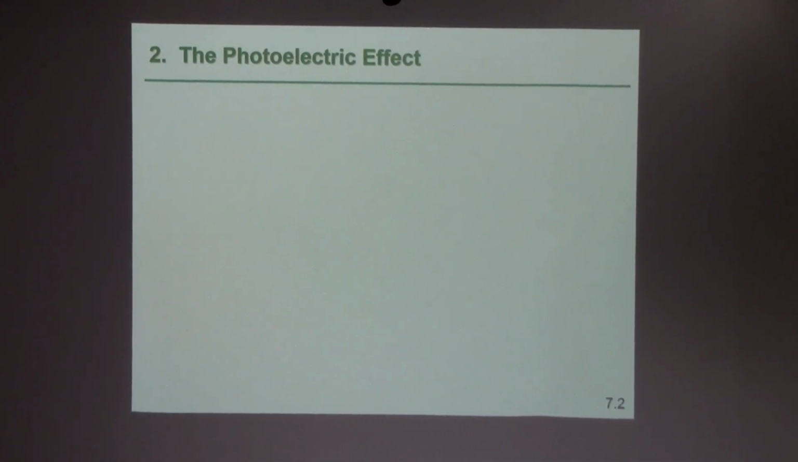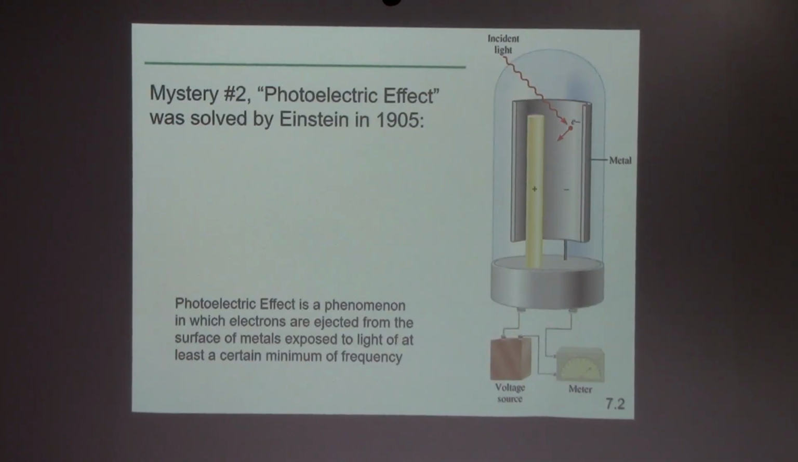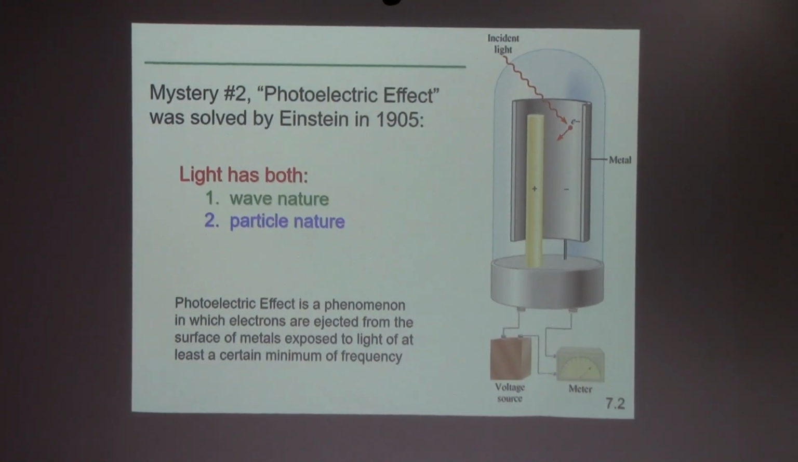Using quantum theory, Einstein solved another mystery of physics, the photoelectric effect. The photoelectric effect is a phenomenon in which electrons are ejected from the surface of metals exposed to light of at least a certain minimum frequency. Einstein proposed that light can behave like a stream of particles known as photons. Light has dual properties, that of a wave and that of a particle. A photon is a particle of light.